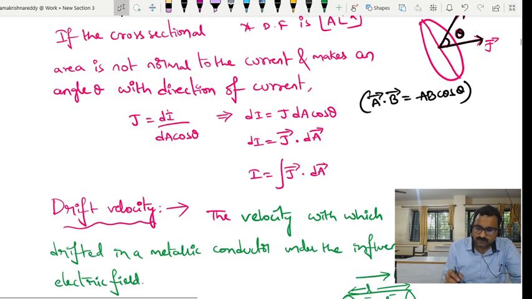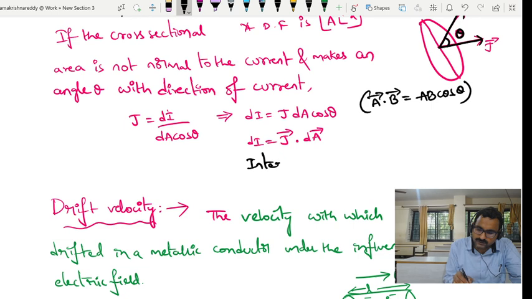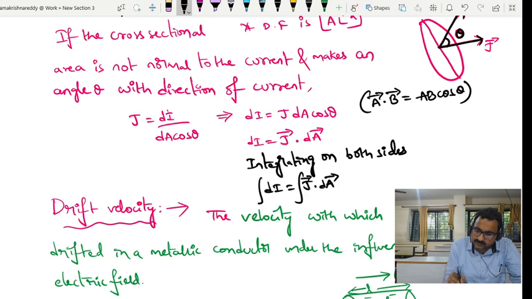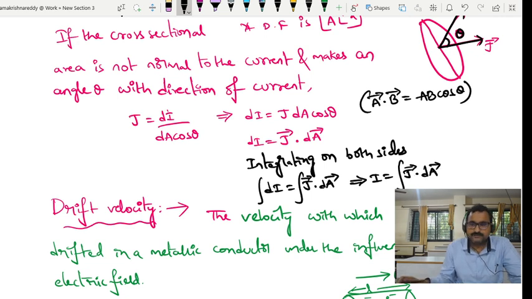Integrating on both sides, how can we write this? Integral di is equal to integral J bar dot dA bar. That implies I is equal to integral J bar dot dA bar.